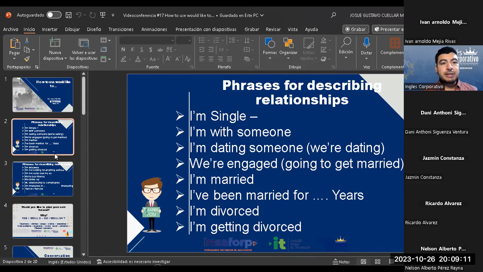Cuando dicen I'm single, se refieren que se está soltero, soltera. Number two, I'm with someone, ¿verdad? Si están con alguien. Three, I'm dating someone, o we are dating, ¿verdad? Si ustedes están saliendo con alguien. We are engaged, it means going to get married. Significa como que si se van a casar, ya están comprometidos, engaged.